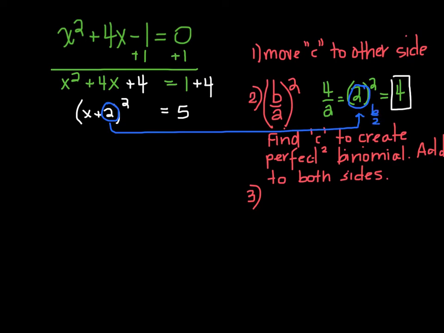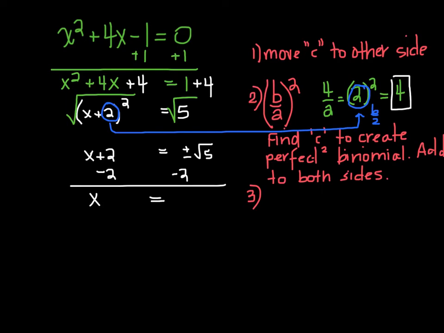Now, I want to solve this. In order to solve this, I would now take a square root, because I know a square and a square root will cancel each other out, so all I'll have left over here is x plus 2. But on this side, since I'm taking a square root, I'm going to have plus or minus radical 5. I'm solving for x, so I'm now going to subtract 2 from both sides.